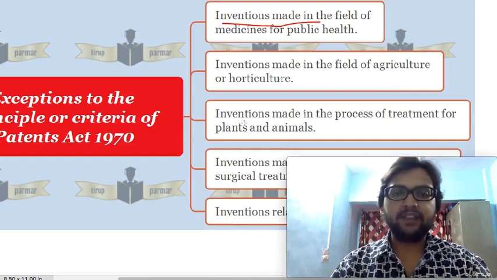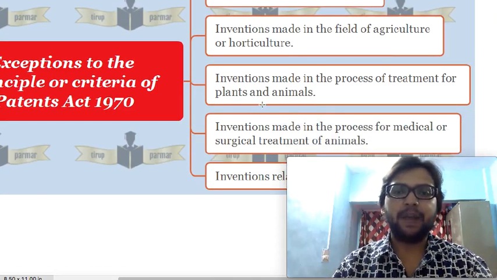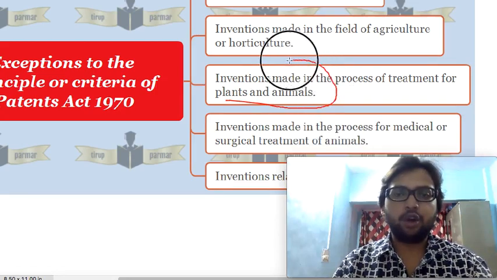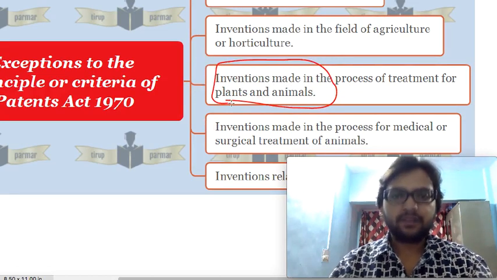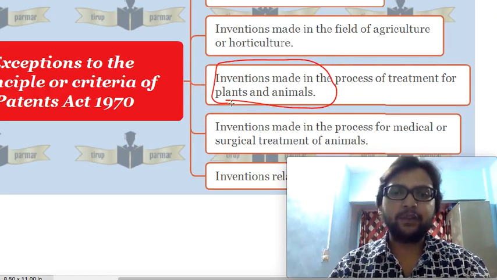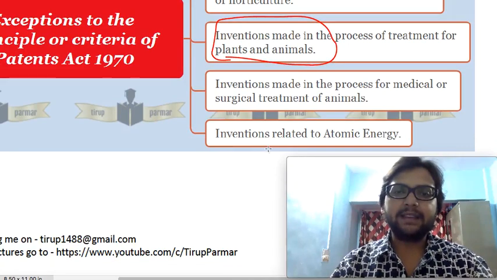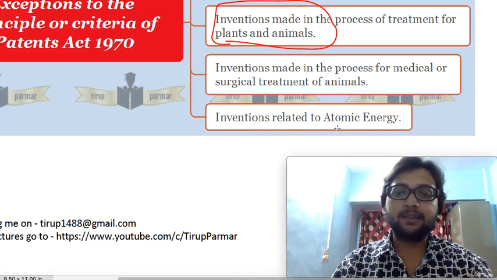In the same way, inventions made in the process of treatment for plants and animals also do not come under the purview of patent. Inventions made in the process of medical or surgical treatment of animals, and in the same way inventions related to atomic energy. This is the most important part.